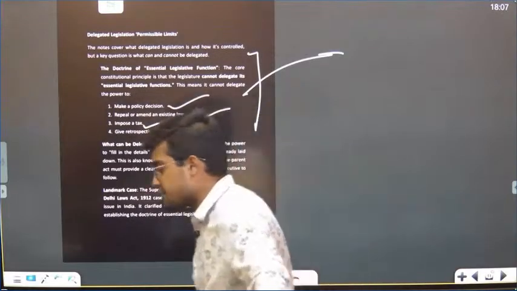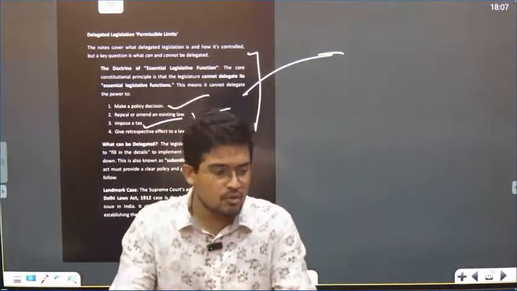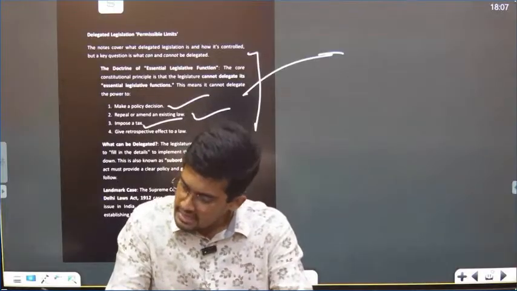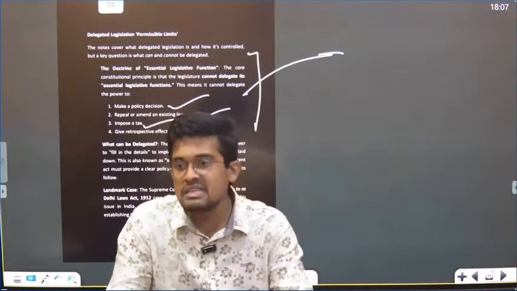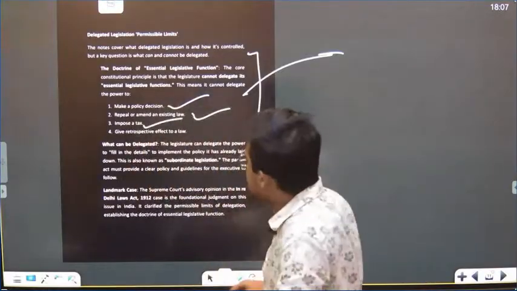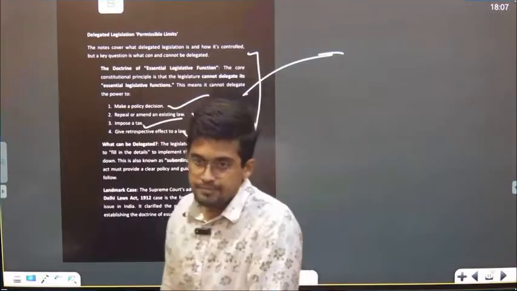The executive cannot repeal or amend an existing law. For example, the Income Tax Act is there. The government can't decide today that this particular section won't apply. The government can't do that. Either the judiciary does that or the legislature does that. The executive cannot do that. Similarly, imposition of a tax, as you have understood, and giving retrospective effect to a law.